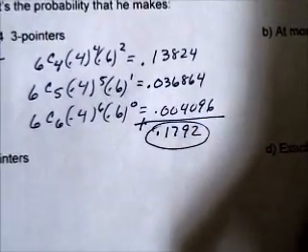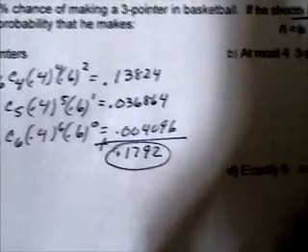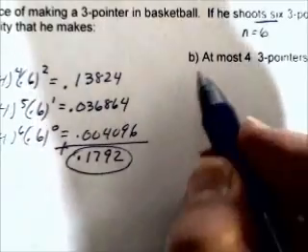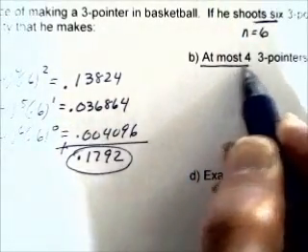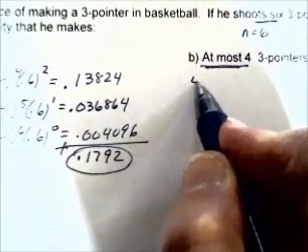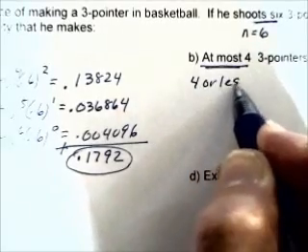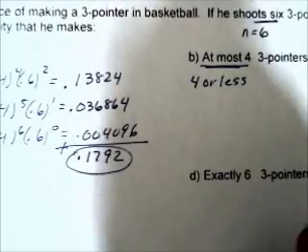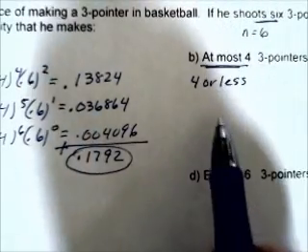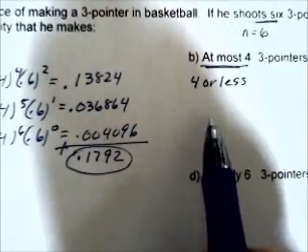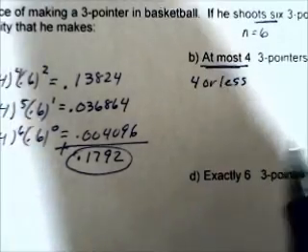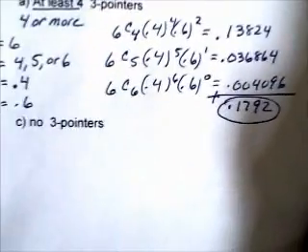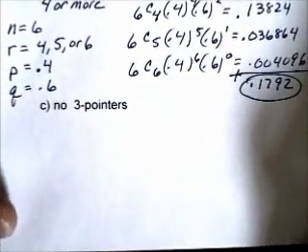Now part B, at most 4 three-pointers. At most 4 means 4 or less. Right? And there's 2 different ways of doing this, so I'm going to hold off on going over B on the video, and we'll go over this in class tomorrow. So let's skip over that for now and look at C and D.